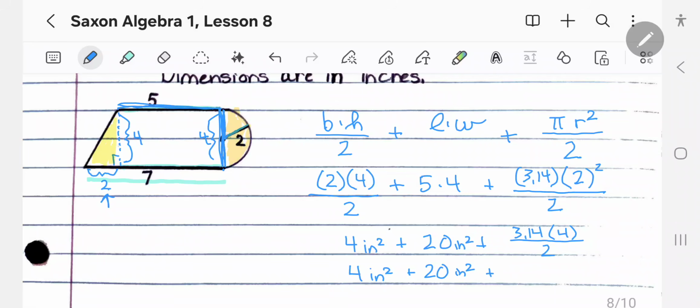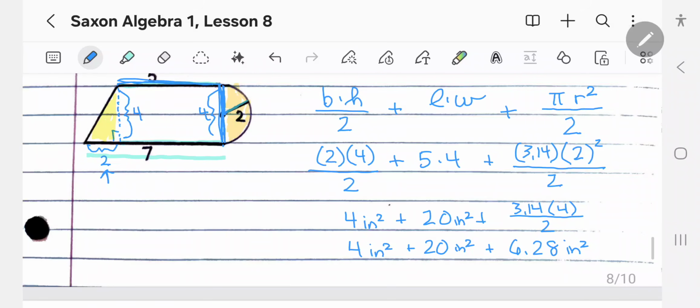When you do 3.14 times 4 and then you divide it by 2, you're going to get 6.28. And that's square inches. And then when you add all of those up, you're going to get 30.28 square inches. And that's the area for all of those figures combined.